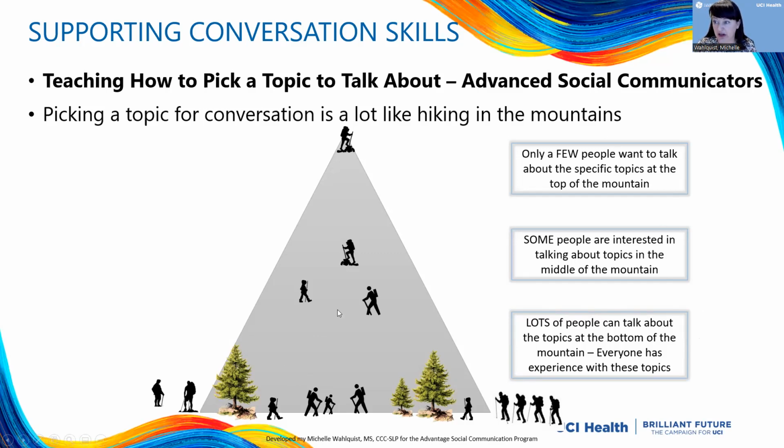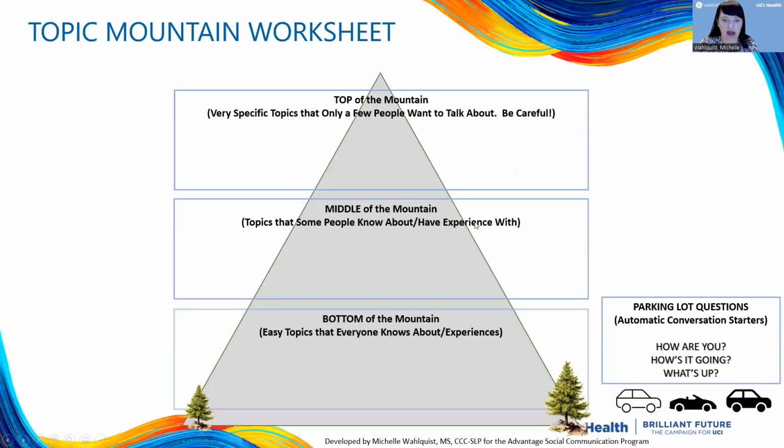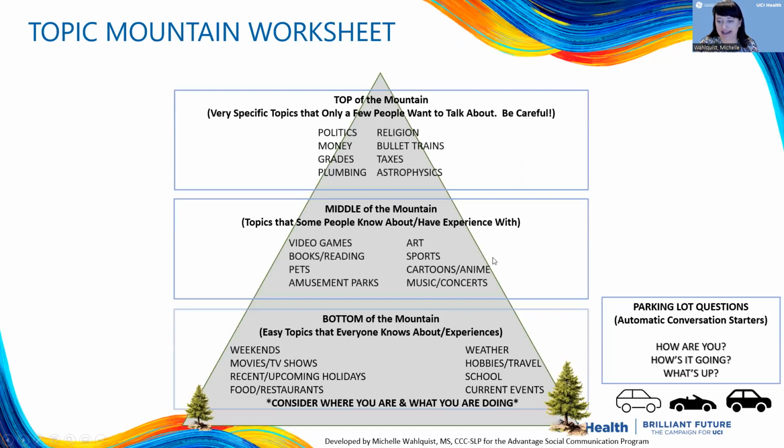Some people are going to get to the middle of the mountain when they're hiking. And when you're thinking about topics of conversation, these are topics that some people can talk about or are interested in and other people aren't. And then only a few people are going to get to the top of the mountain. And if we're thinking about conversational topics, these are topics that not very many people are going to want to talk about, or have to be very specific people that you're choosing to talk to. And then I'll usually create a little worksheet, and we'll just go through this quickly. These are topics that kind of fit into each category.